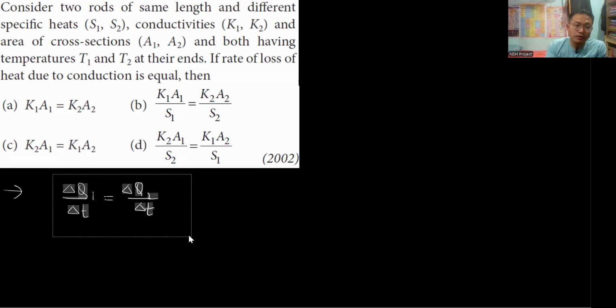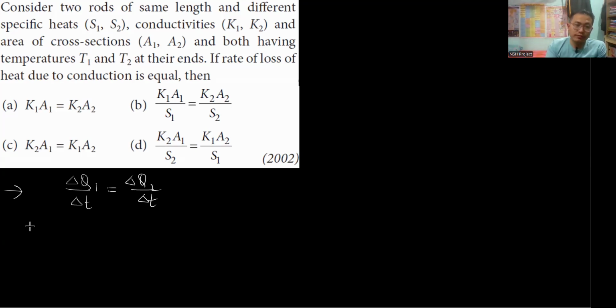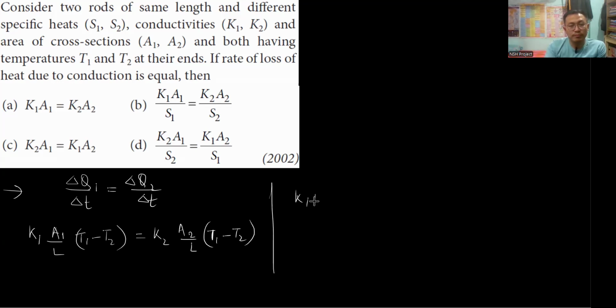It's a very simple question. So you have K1 A1 by L1 and K2 A2 by L2, and since the lengths are the same, I'll simply say L. Then delta Q1 is K1 A1 by L times (T1 minus T2), equal to K2 A2 by L times (T1 minus T2), same temperature difference. So K1 A1 is equal to K2 A2, option number A.